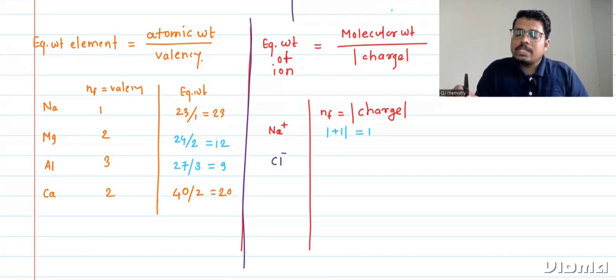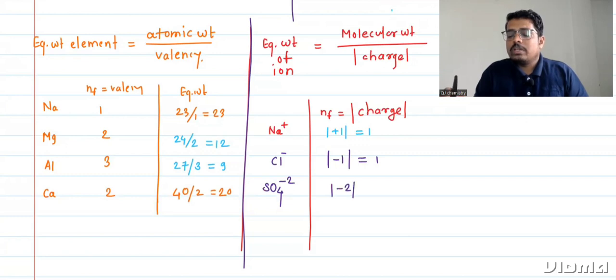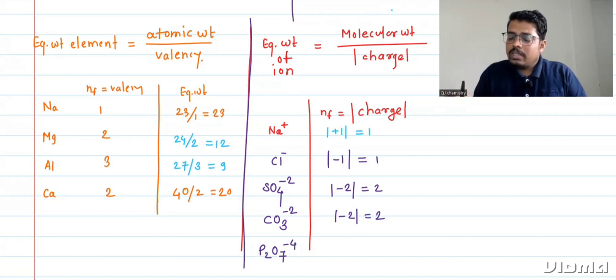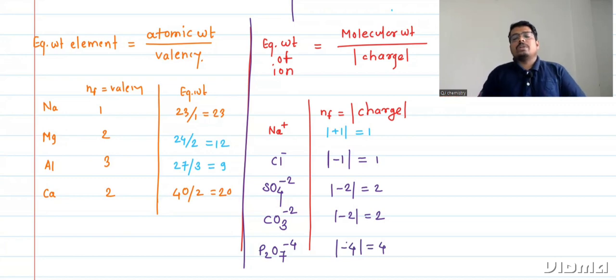In case of Cl minus ion, n factor is the mod of -1, which becomes positive 1. If sulfate ion is given, then charge is -2, so n factor of sulfate ion is 2. If carbonate ion is given, then charge is -2, n factor is the mod of -2, which is equal to 2. Next example is pyrophosphate ion, P2O7 4 minus. The charge is -4, so n factor of pyrophosphate ion is equal to 4. So if any charged species is given, then n factor is the same as the charge.